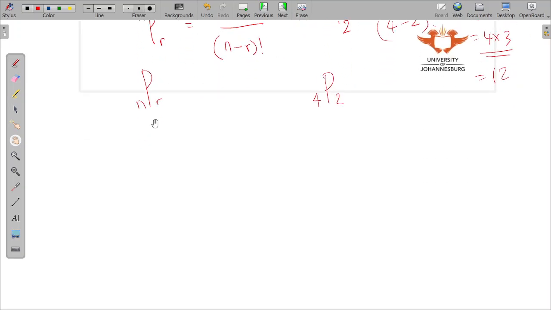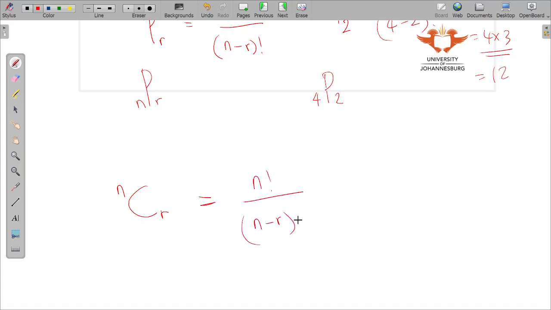That is permutation. We are also going to come in contact with combination. When you see the C there, that is combination, and the formula is given as this. You can also write it this way, n combination r. Please take note of that. We're going to come into it later also.